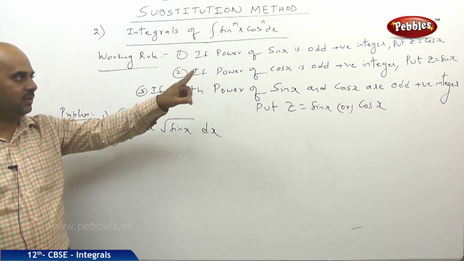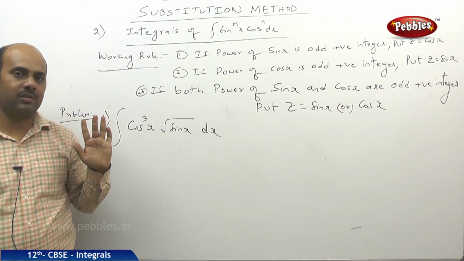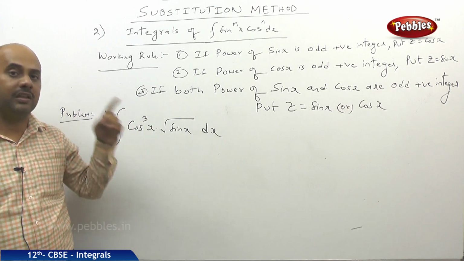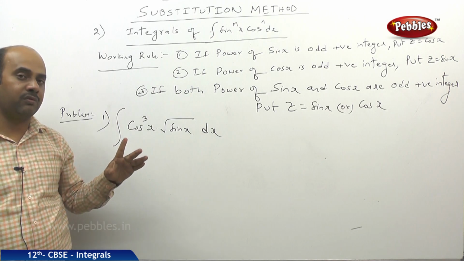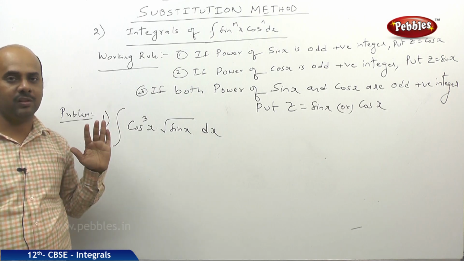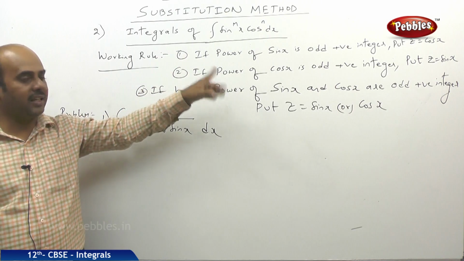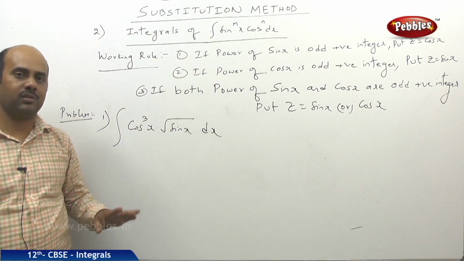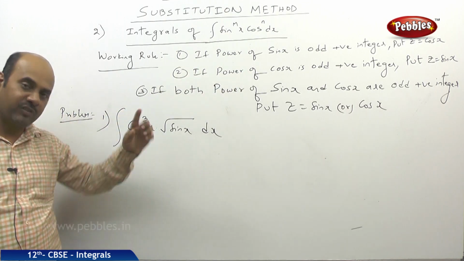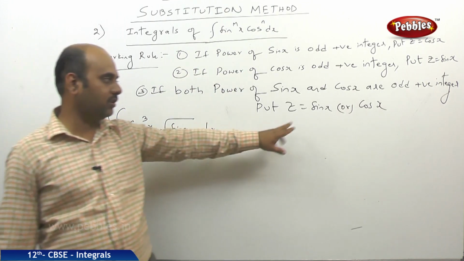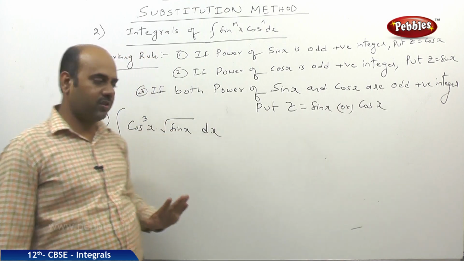Whenever the power of sin x is odd, put z is equal to cos x. We should remember carefully, whenever odd powers are there, you need to observe where the odd power is. If the power of sin x is odd, put z is equal to cos x. If the power of cos x is odd, we need to put z is equal to sin x. If both the powers are odd, we need to put z is equal to sin x or cos x.